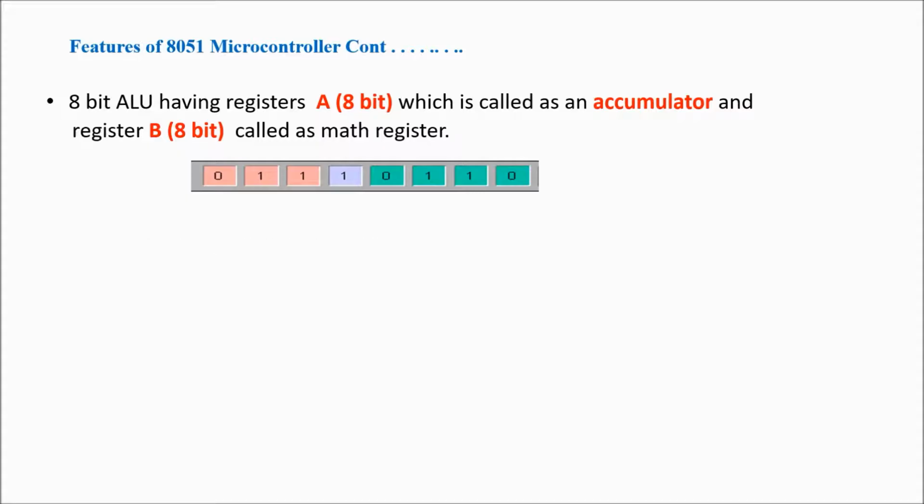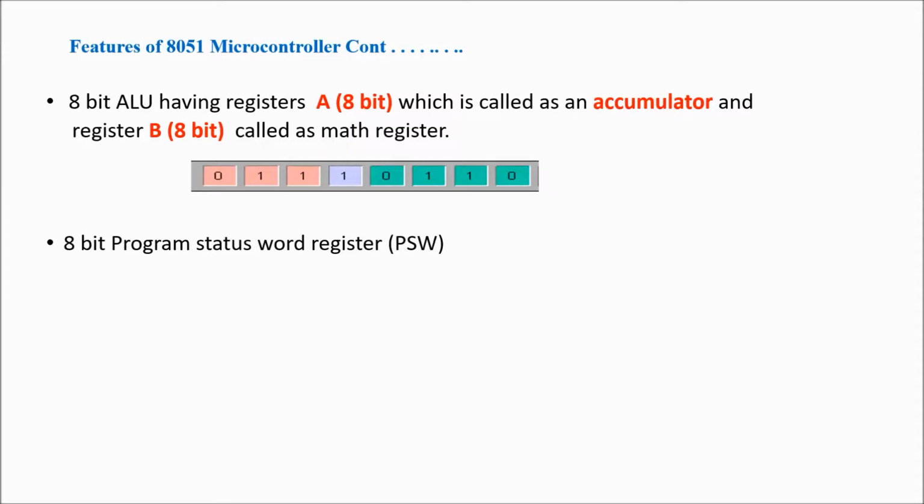Two registers are associated with the ALU of 8051. The first important register is register A. It is also called an accumulator. The size of the accumulator is 8-bit, and in most instructions, this accumulator is used. Along with the accumulator, the second register is register B. It is also an 8-bit register, and it is called a math register. So both these registers can be used to store 8-bit data.